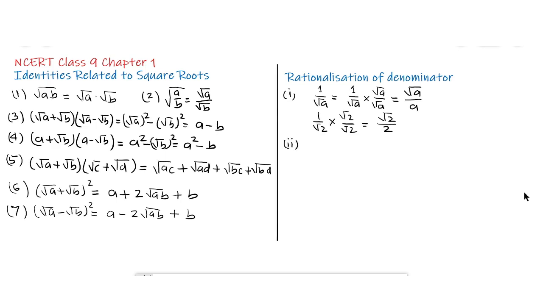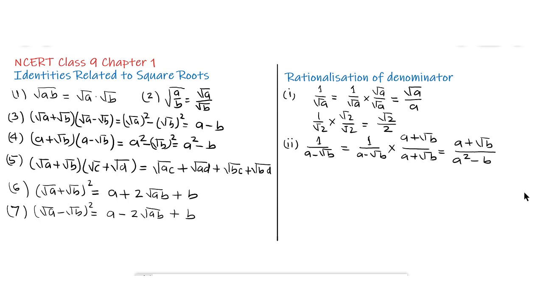We go to the second identity: 1 upon A minus root B. We have to rationalize this. As we have A minus root B in the denominator, we will be multiplying it with the change of sign. So this will be 1 upon A minus root B multiplied by A plus root B in numerator as well as in denominator. This gives us A plus root B upon A square minus B.